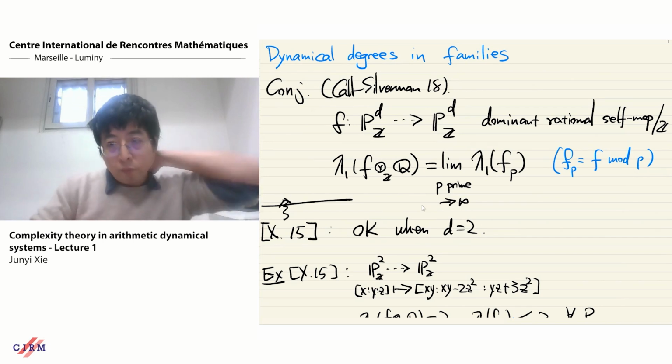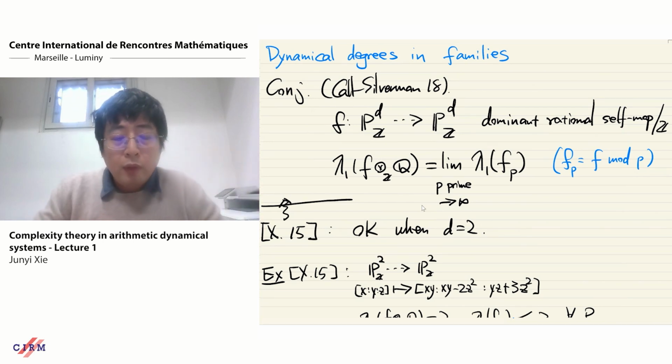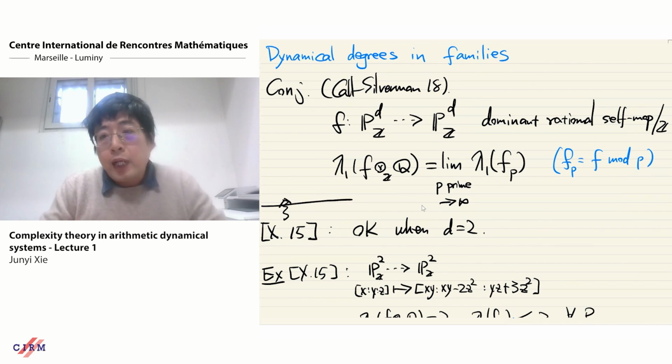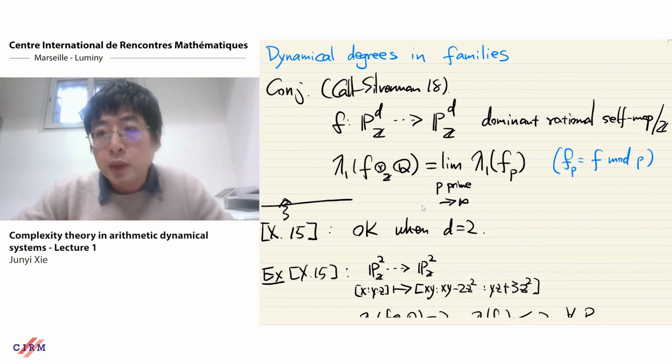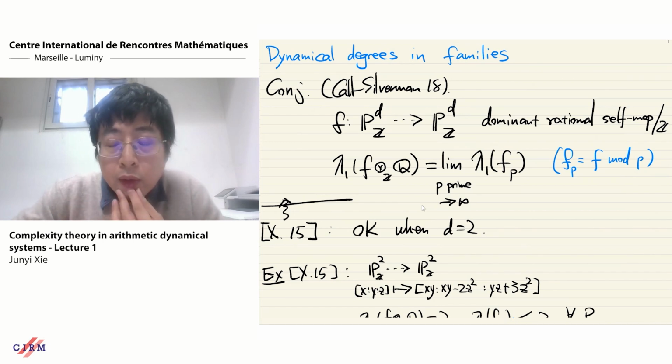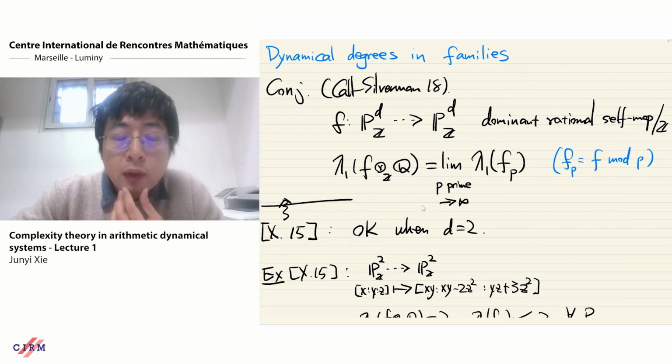Okay, so here I want to give some applications of this recursive inequality. The first application is that we want to study the behavior of dynamical degree in a family. I think one motivation is the following conjecture of Cole and Silverman. They proposed this conjecture in 2018.